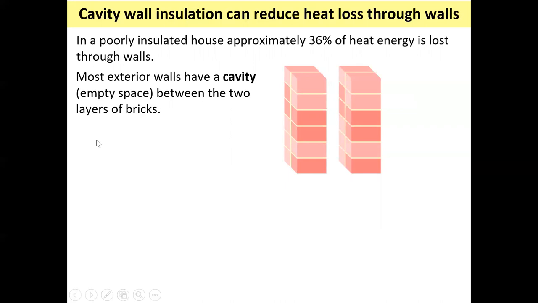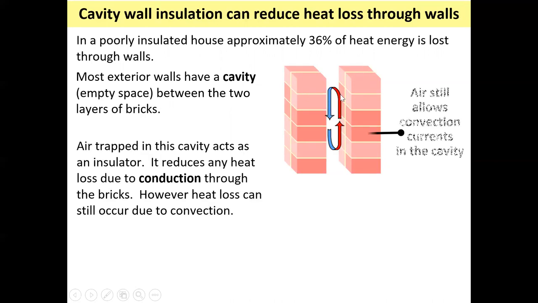Now, your outside walls or exterior walls have a cavity, an empty space between the two layers of brick. So you have an outside exterior wall, and then you have an inside exterior wall. Now, why is there a gap, a space between these two walls? Well, if there's air trapped in that cavity, that air will act as an insulator because it's a gas. It reduces any heat loss due to conduction through the bricks.